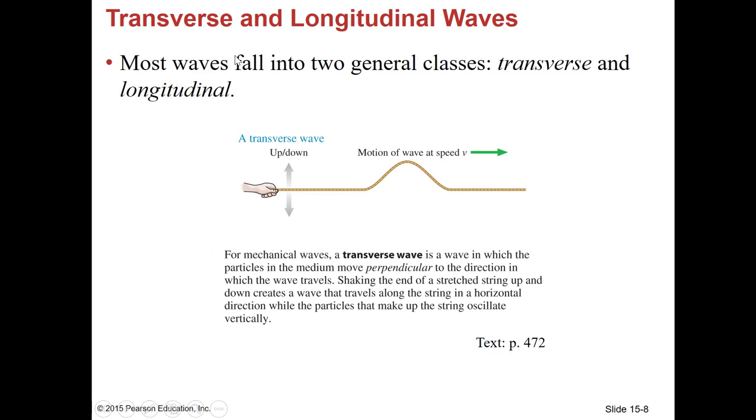So transverse and longitudinal. Most waves fall into those two different categories. For transverse waves, the disturbance is up and down. As you can see here, the person is moving the rope up and down, but the wave moves to the right, and that's a transverse wave. So the disturbance is perpendicular to the direction that the wave actually moves. And that's the sort of wave we'll talk about with waves on a string. That's the focus of our wave section.